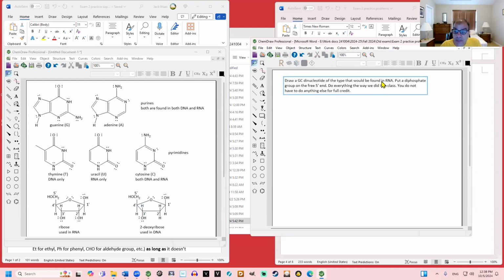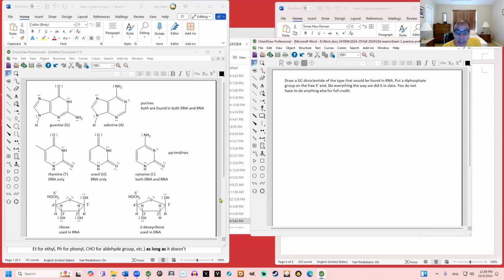And since it says it's of the type found in RNA, we're going to use regular ribose, which looks like this in the sugar phosphate backbone. If it were instead a DNA type nucleotide, you would use 2-deoxyribose, which looks like this. And the difference is ribose has an OH on carbon number 2, and 2-deoxyribose is lacking that OH group. It just has a hydrogen there. So this is the sugar used in DNA. This is the sugar used in RNA. You will be given the structure of ribose, but I expect you to know what to do with it.